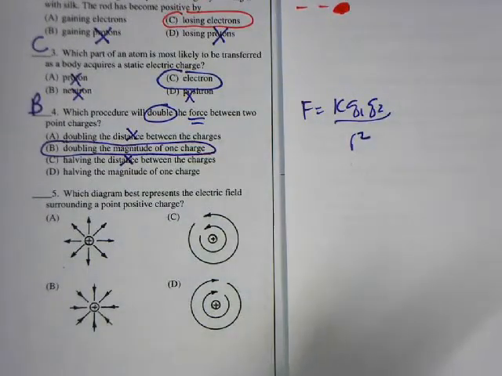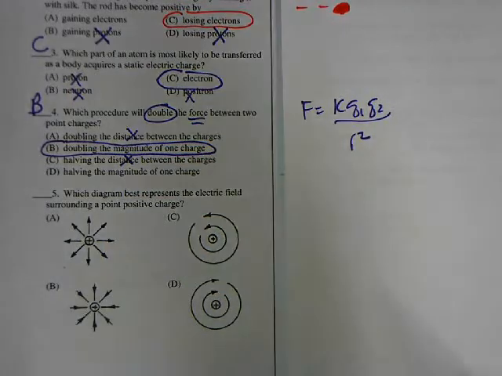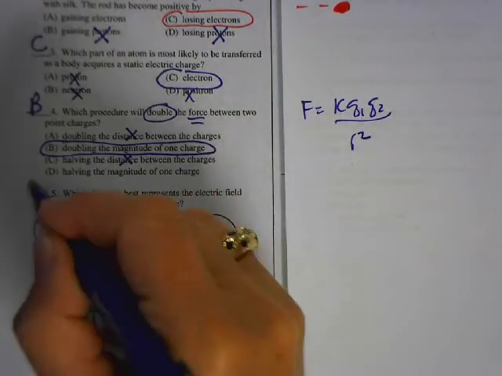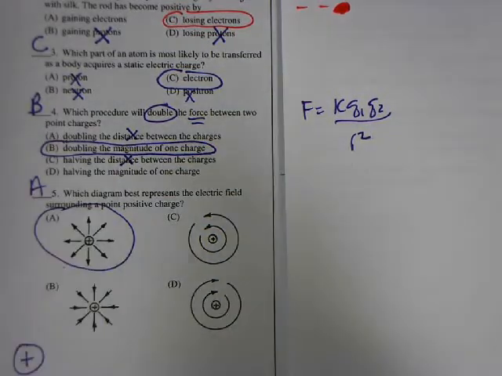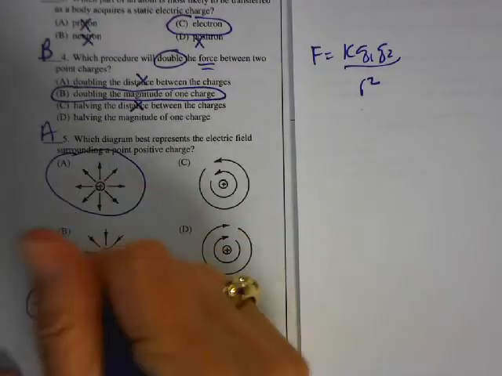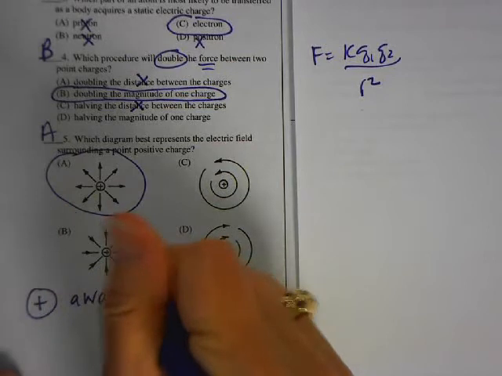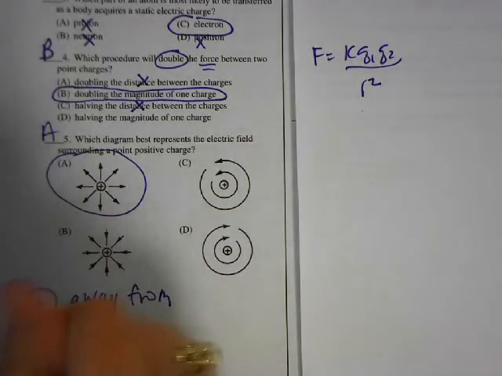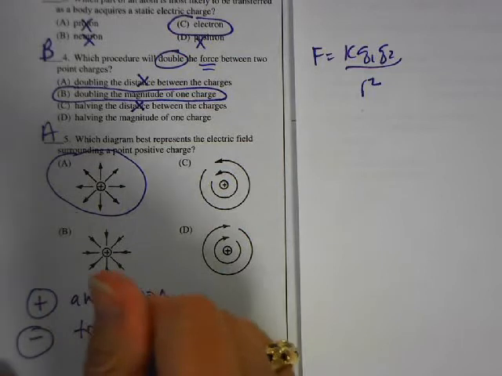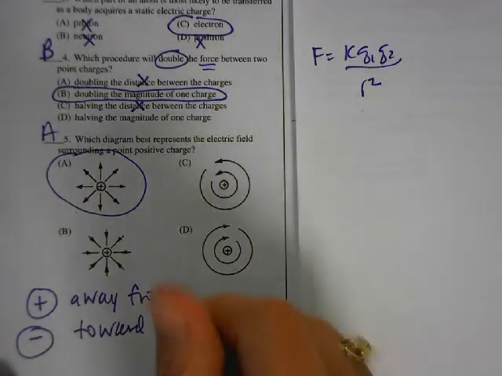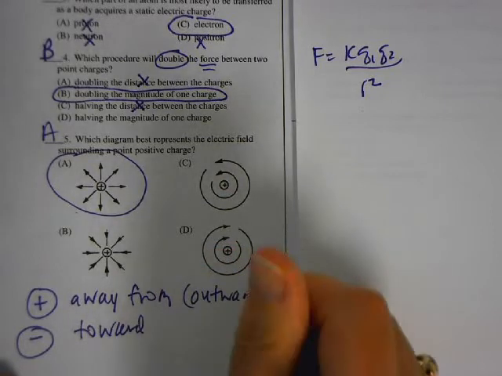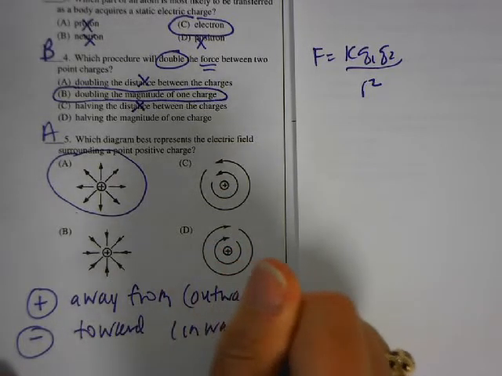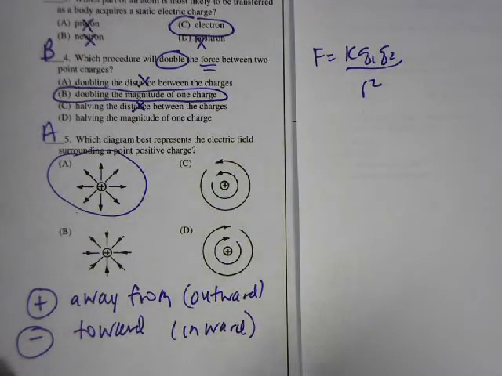Number 5. Which diagram best represents the electric field surrounding a positive charge? The answer here, this is simple, is A. What do I know? For positive charges, the field points away from the charge. For negative charges, it goes toward them. So you could say this is outward, and this is inward.